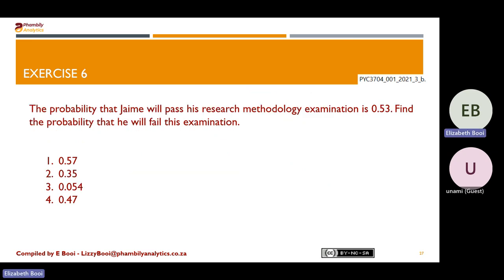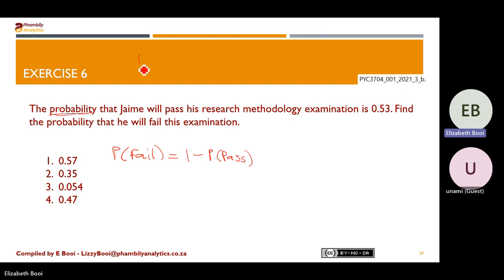Okay. Let's look at another one. The probability that Jamie will pass his research methodology exam is 0.5. Find the probability that they will fail. The probability of fail is given by 1 minus the probability of pass. So they have given you the probability already. So they told you that this is a probability.